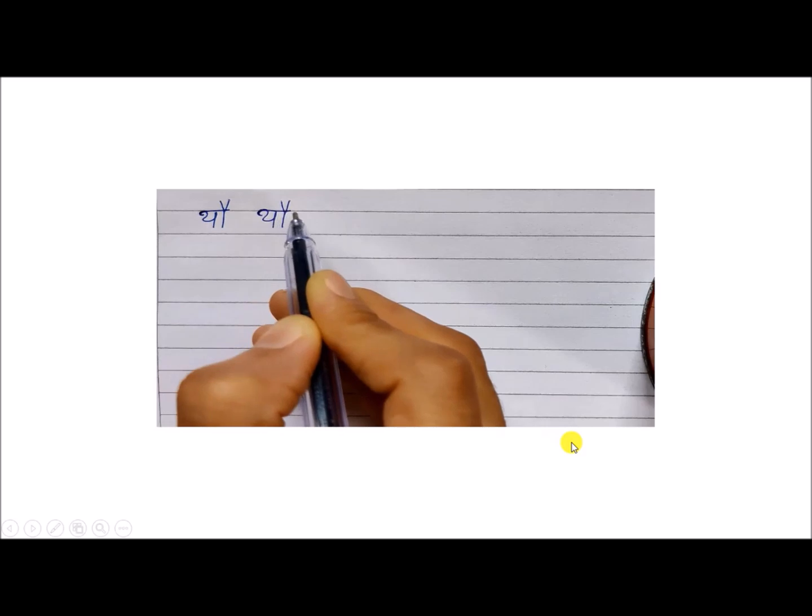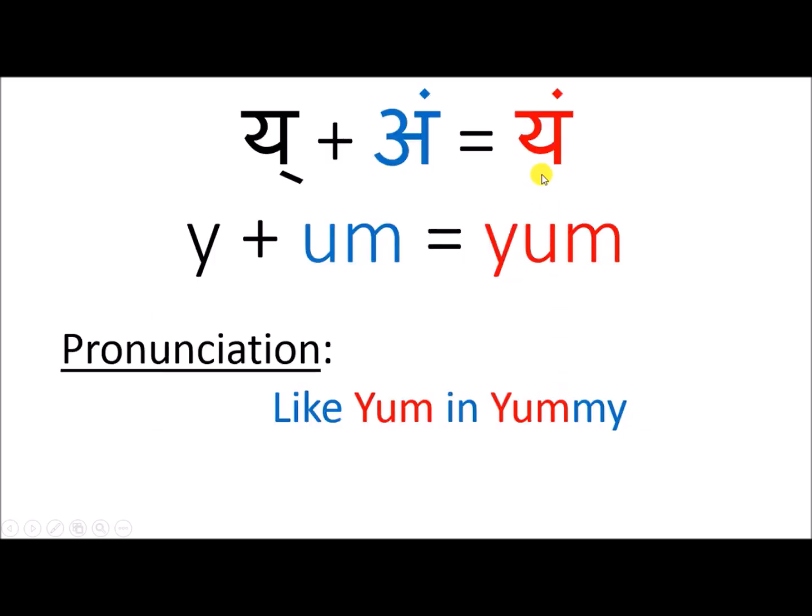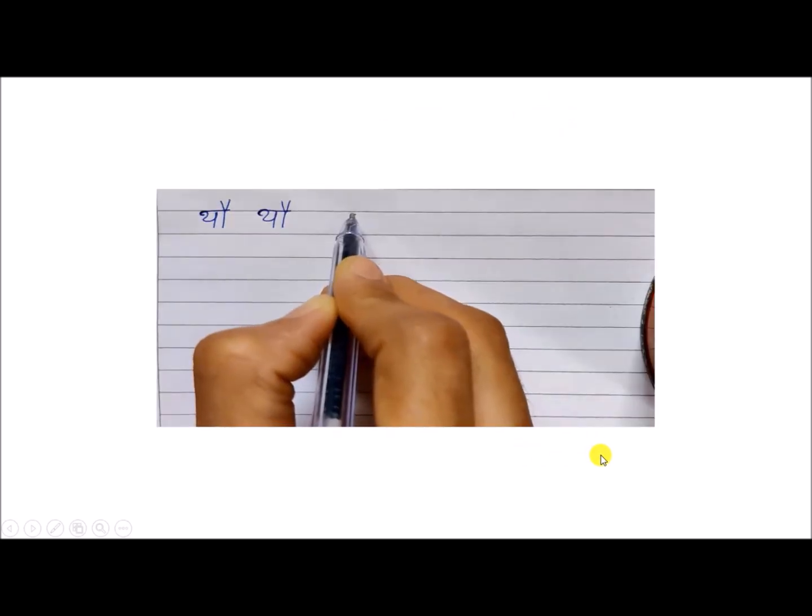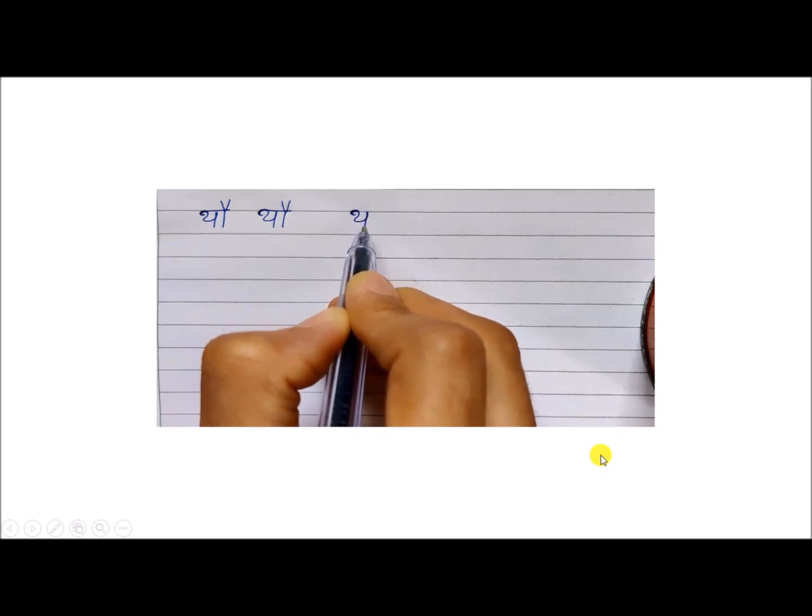The next sound is yam. You get this sound yam when you add y to the anusvara. Y plus anusvara equals yam. Yam is pronounced like yum in yummy. And yam is written like this.